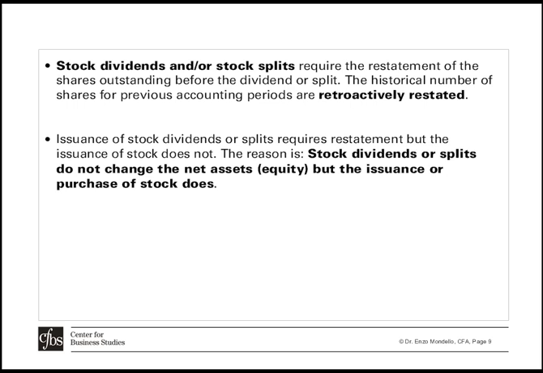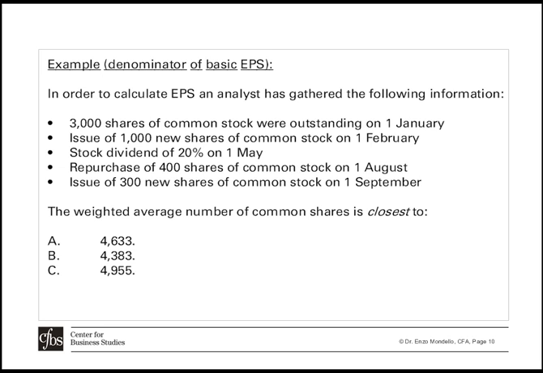Then you also have to know how to include any stock dividends or stock splits in the basic EPS equation. And you have to understand now that under IFRS and US GAAP, you have to retroactively restate the figures in the denominator of the basic EPS equation to account for any stock dividends and or stock splits. So let's have a look at how we have to make the adjustment in the denominator of the basic EPS equation for a stock dividend in this example.